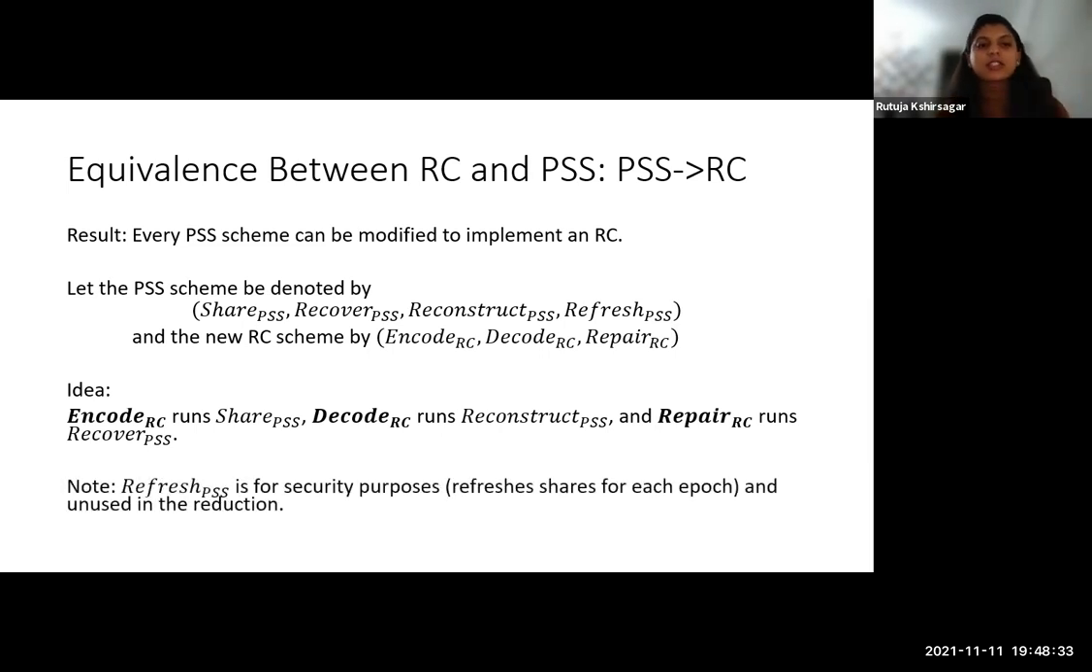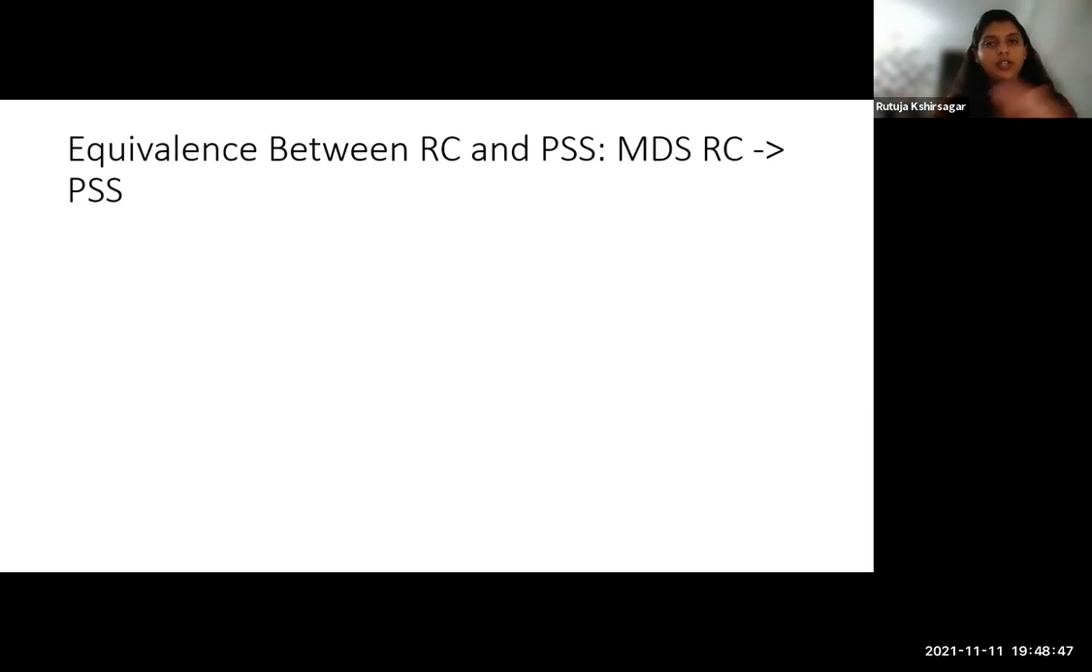Note that in this reduction, we do not use the refresh algorithm of the proactive secret sharing scheme. Now let us look at the other direction.